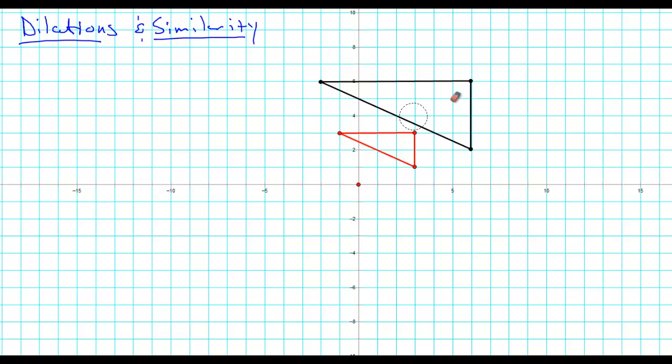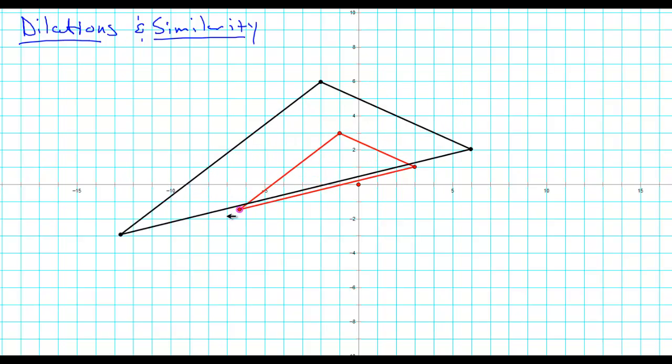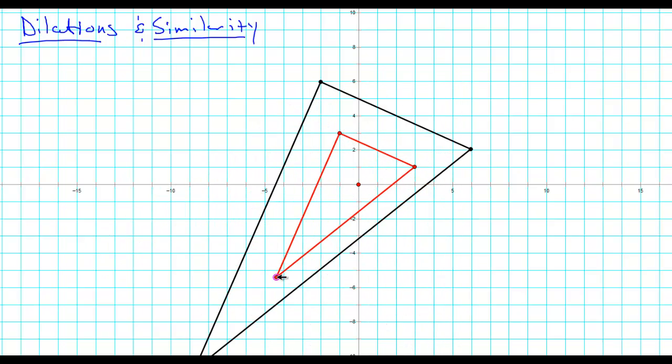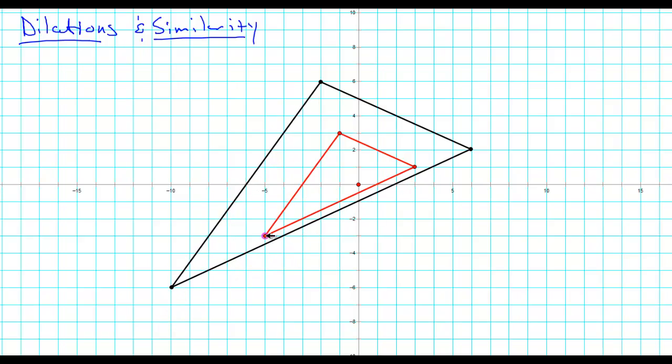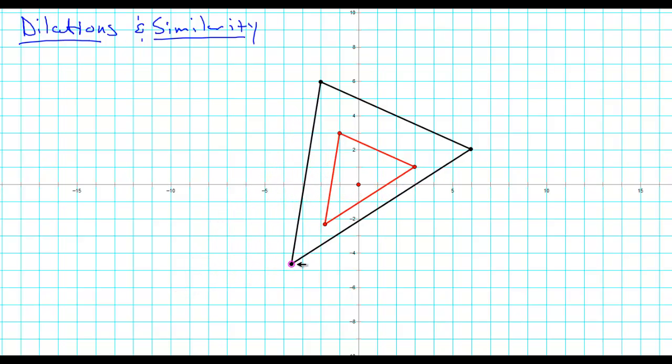So the scale factor is going to stay no matter what I do. I can move this thing all over the place, and I'm going to keep that same scale factor, right? So I put it right there. This point is negative 5, negative 3. I should expect that this one is negative 10, negative 6. So double that is negative 10, negative 6. And that's how a scale factor works.